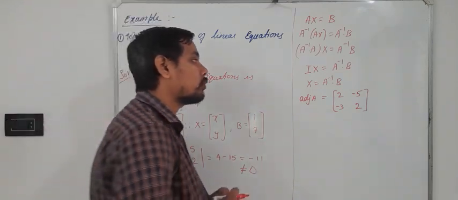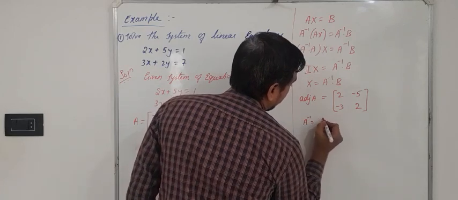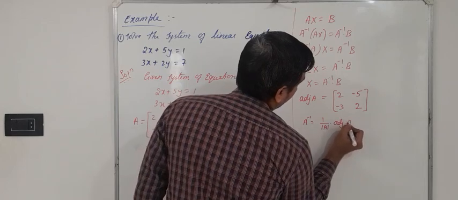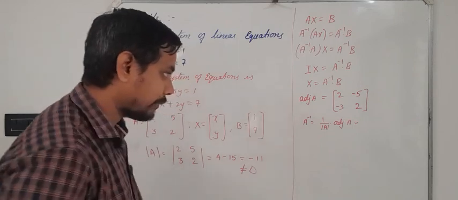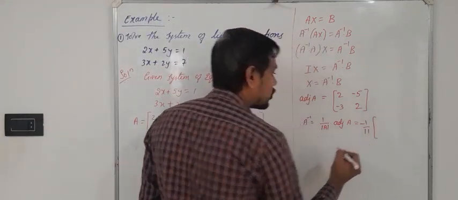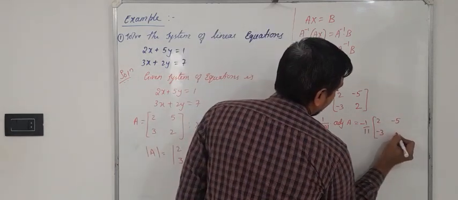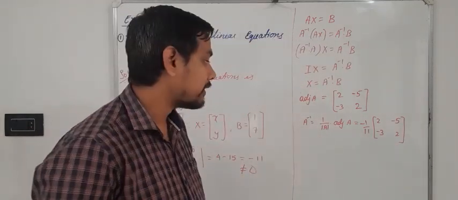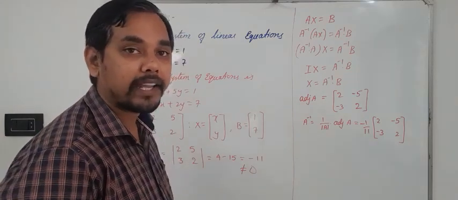So how do we calculate A inverse? A inverse is equal to 1 upon determinant A into adjoint A, right? So 1 upon determinant A, that is minus 11, so it is minus 1 upon 11 into adjoint A, which is 2, minus 5, minus 3, 2. Okay, so this is our A inverse, right? So A inverse into B, how to get A inverse into B?